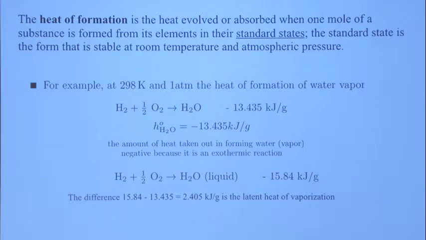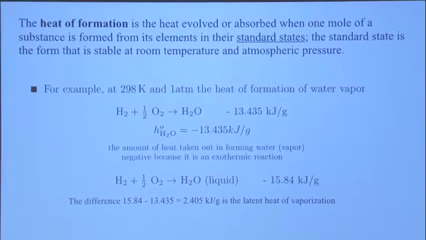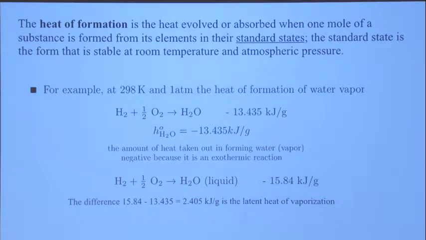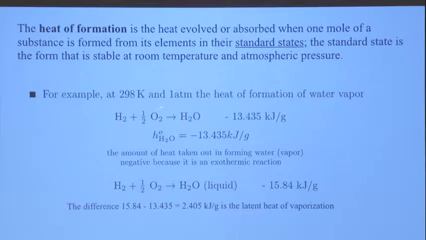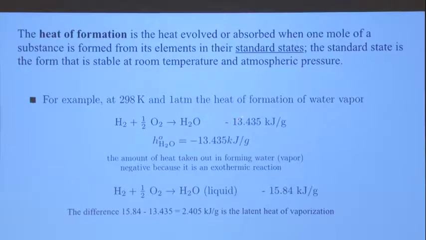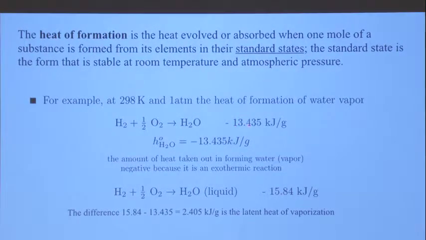So for example, what is the heat of formation of water? The heat of formation of water is going to be the amount of heat taken out when you form water from the basic elements, which are hydrogen and oxygen. These are the two which are stable at room temperature and atmospheric pressure. And so the amount is essentially minus 13.435 kilojoule per gram. It's minus because it's the amount of heat taken out.